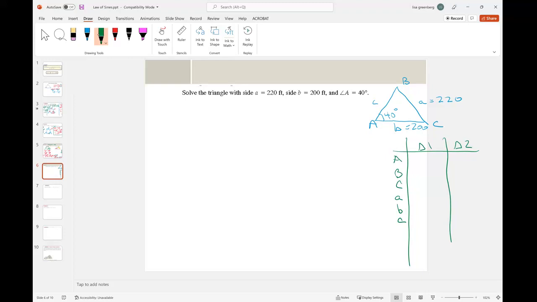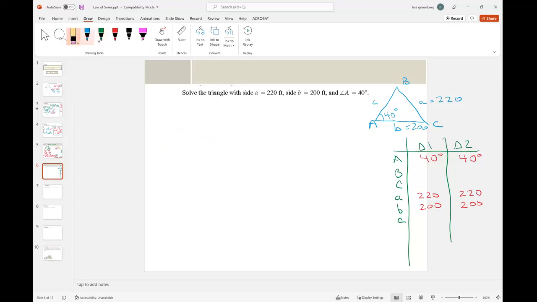So what are we given? We're given that A is 40 degrees. I like to do this in a different color. So A is 40 degrees, has to be, that's what's given. Side A is 220 feet, again given. And side B is 200 feet, again given. Now let's draw our triangle. Oh, I already did draw my triangle, sorry.